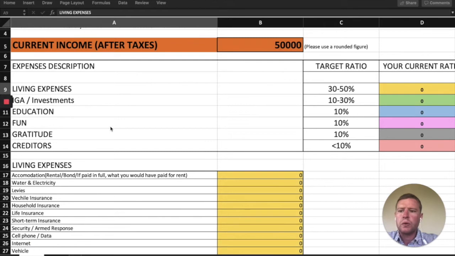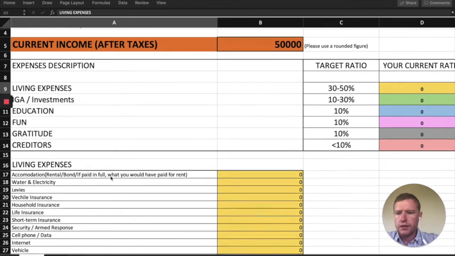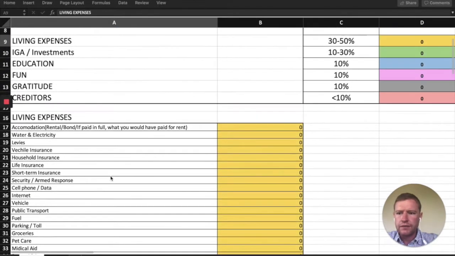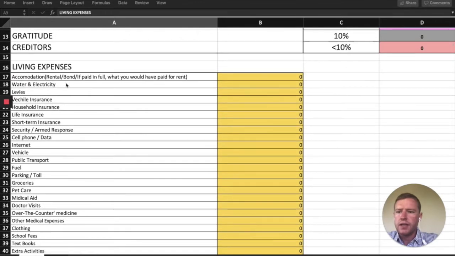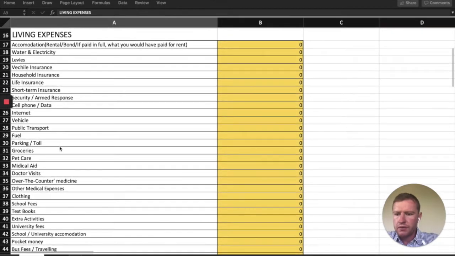So first of all, living expenses. I'm first going to go into the detail of each and every one, and then come back to where it should be. So under living expenses, I've made a whole list that you can have a look at and see what are you possibly paying per month. So some will be applicable, some will not.